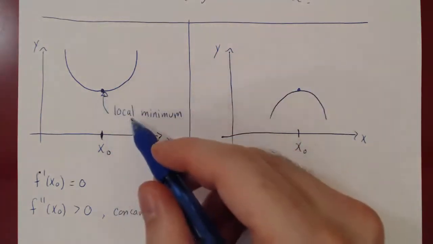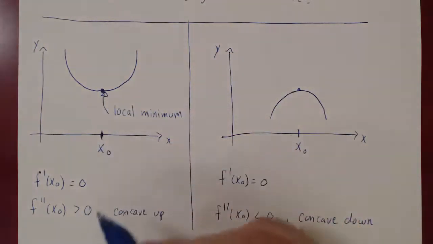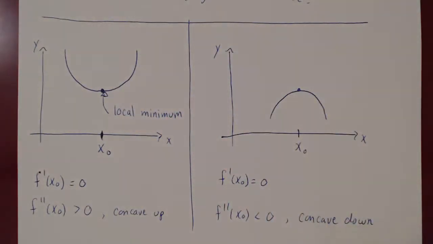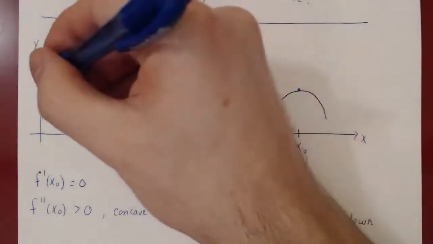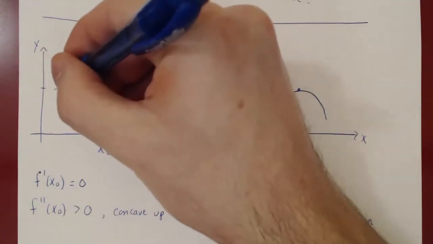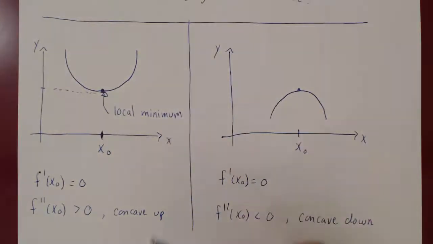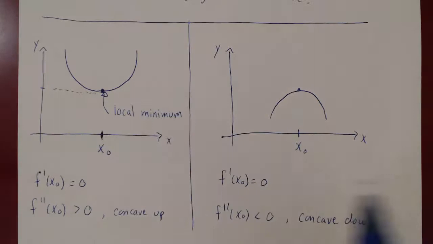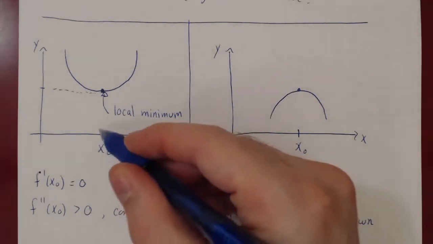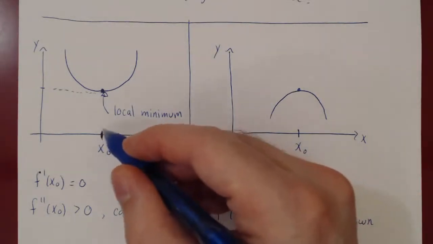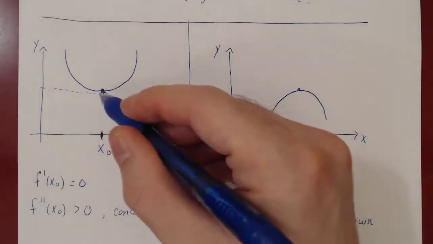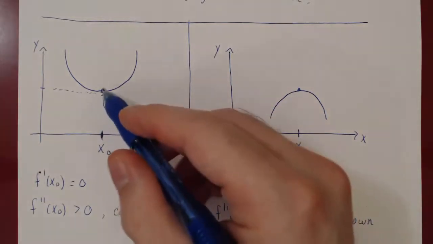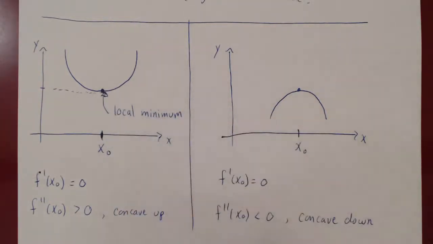Local because we are looking only around the point x0. Maybe the function can go like this and later will drop back down, so we may be getting even smaller values later down the road. But if you only look around x0, so locally, local means close to, so if you only look for values of x close to x0, you see that the function attains its smallest value at x0. And that's why we call this point a local minimum.